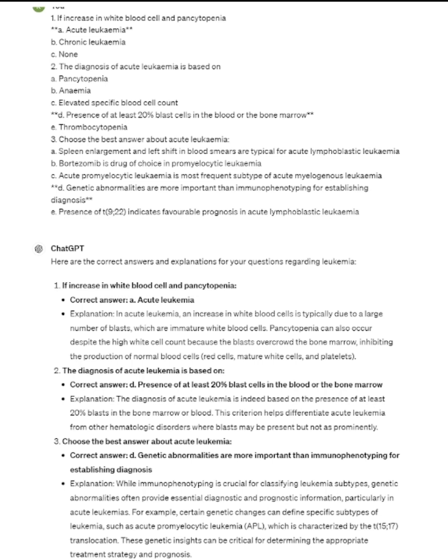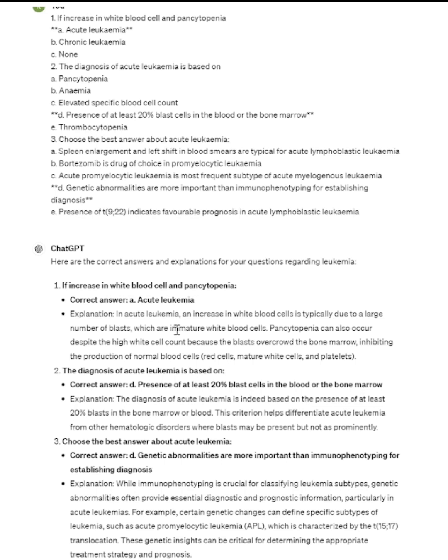Explanation. In acute leukemia, an increase in white blood cells is typically due to a large number of blasts, which are immature white blood cells. Pancytopenia can also occur despite the high white cell count because the blasts overcrowd the bone marrow, inhibiting the production of normal blood cells, red cells, mature white cells, and platelets.